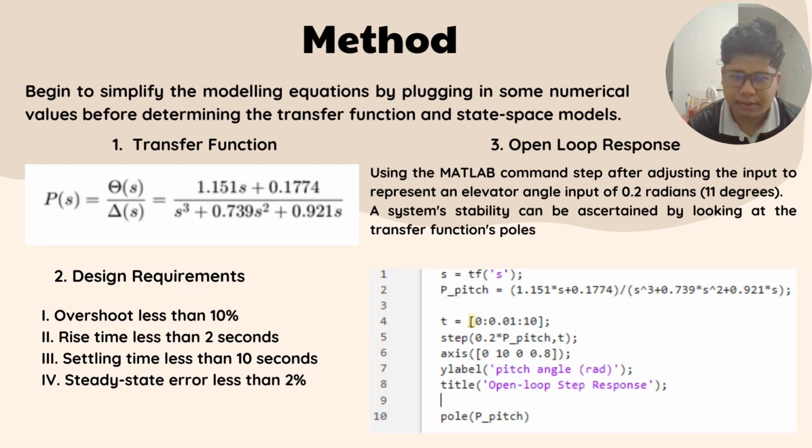For the third, open loop response, which is using the MATLAB command step after adjusting the input to represent an elevator angle input of 0.2 radians, which is 11 degrees, and the system's stability can be ascertained by looking at the transfer function's poles.